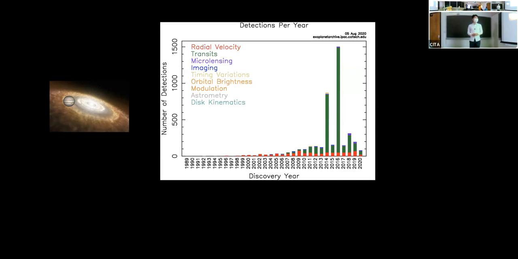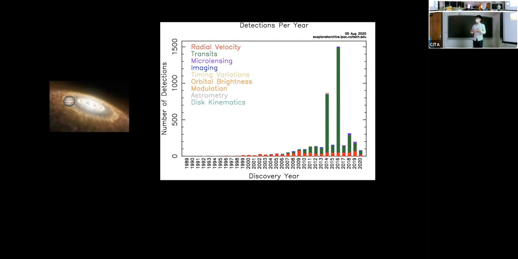Indeed, many exoplanets have been discovered. Here is a diagram showing the number of planet detections as a function of time, color-coded by detection method. These days, every year, people are discovering hundreds or even thousands of planets. But clearly, most planets were discovered using just two techniques, the red technique and the green technique, radial velocity and transit observation.